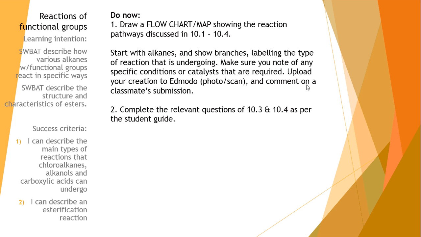Draw a flowchart. Make sure you use branches and arrows. Make sure you write down the type of reaction that is taking place, and go through your book and just be clear about what kind of catalysts or conditions are required. Does it require you to have an acidic condition? Does it require you to have a catalyst? What does it require? If it doesn't require anything, don't write anything. But if it sometimes requires things, write it down.